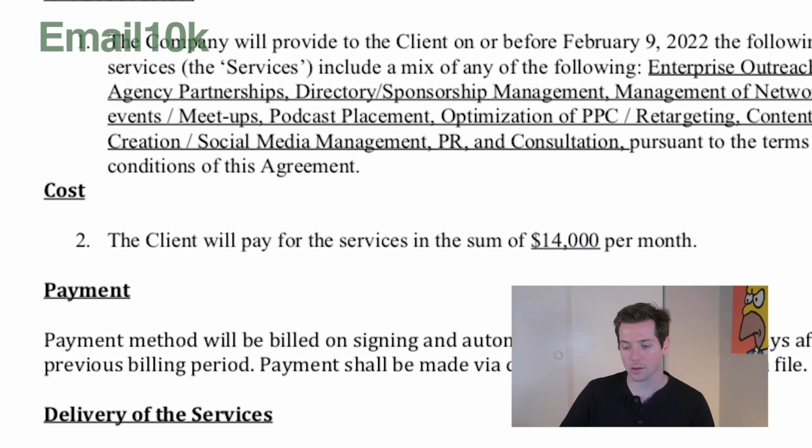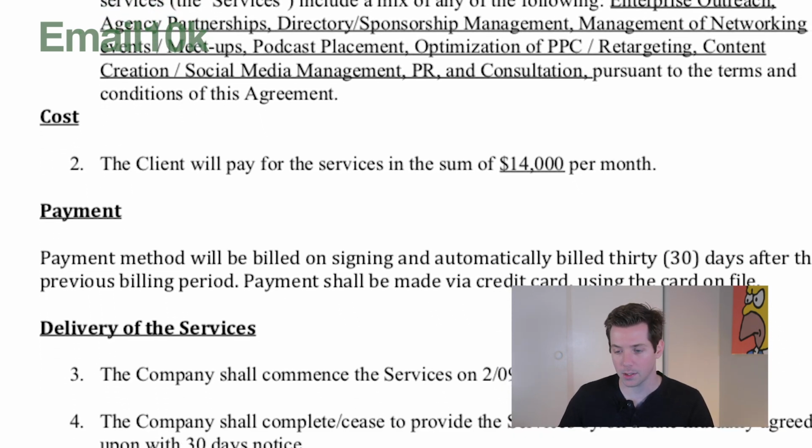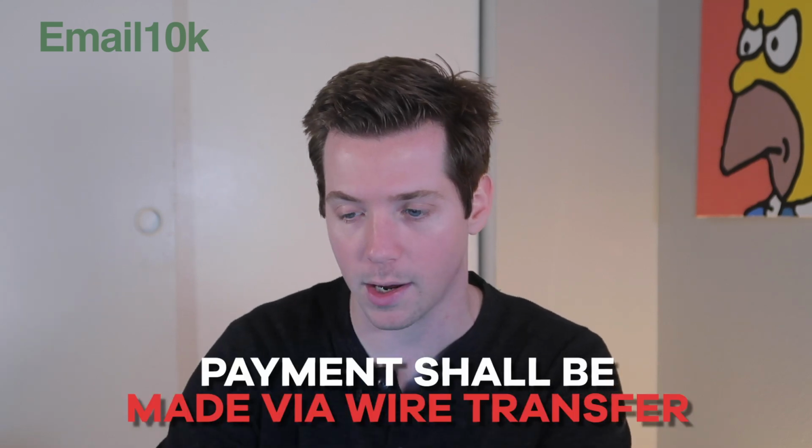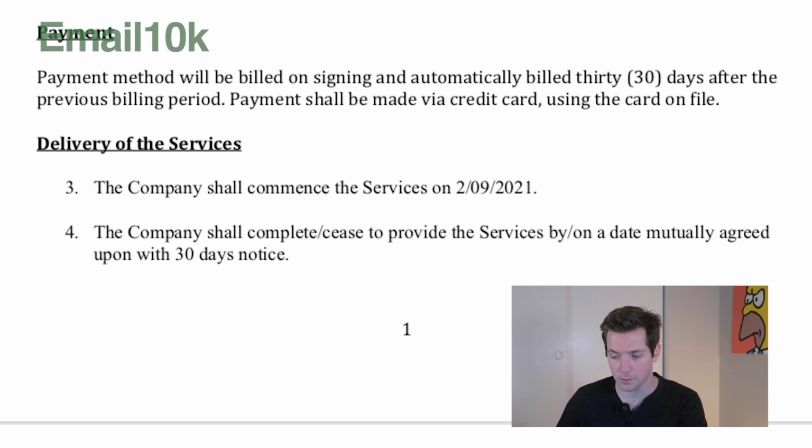Then the client will pay for the services in the sum of $14,000 per month. Payment method will be billed on signing and automatically billed 30 days after the previous billing period. Payment shall be made via credit card using the card on file. And you can change this to payment shall be made via wire transfer. Company shall commence services on 2/9/2021, which is when you start services then. Company shall complete services by the date mutually agreed upon with 30 days notice.